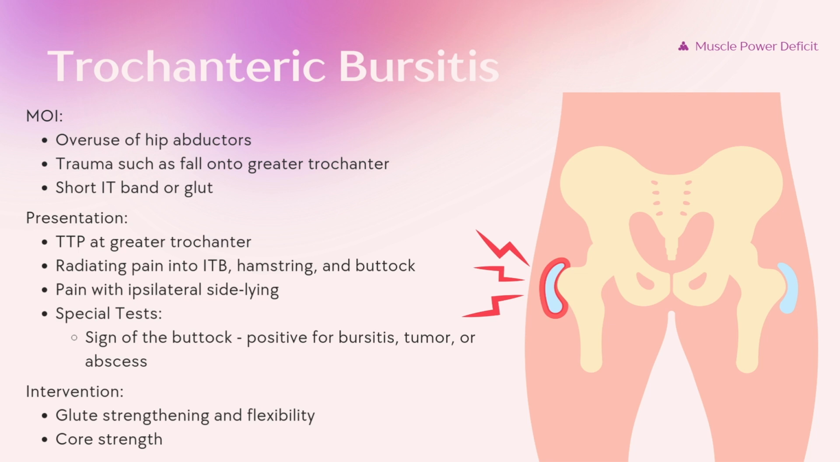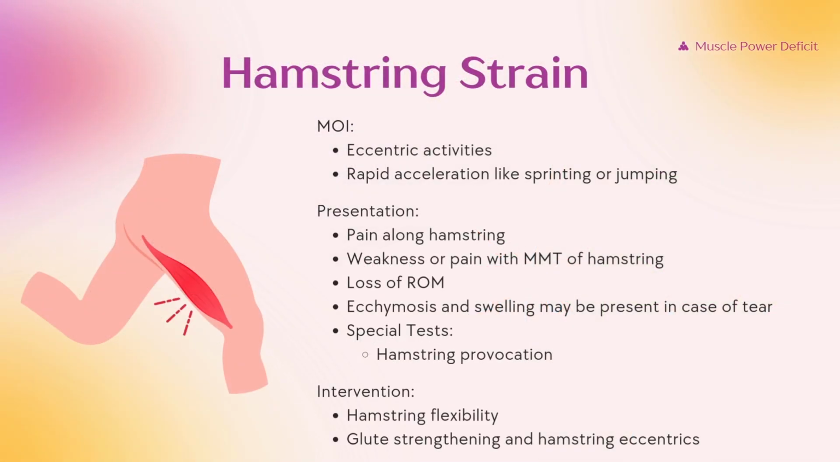Intervention for trochanteric bursitis will be glute strengthening and flexibility, as well as core strength. Next is hamstring strain. The mechanism of injury is typically an eccentric activity, or when that muscle is lengthening, or during rapid acceleration like sprinting or jumping.